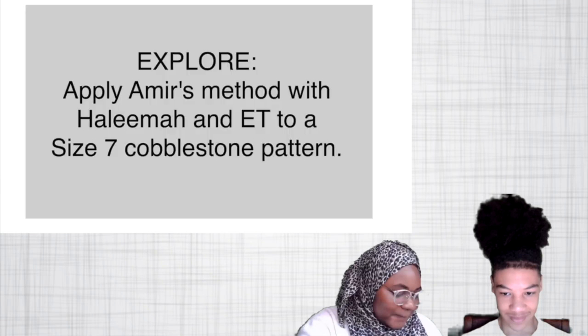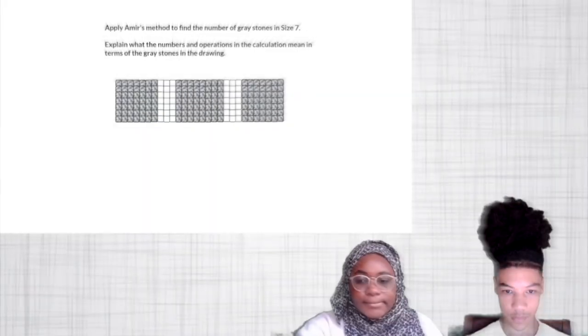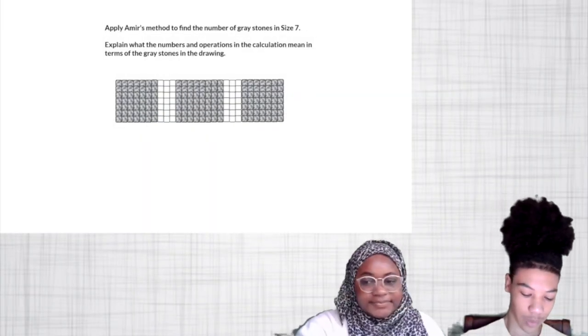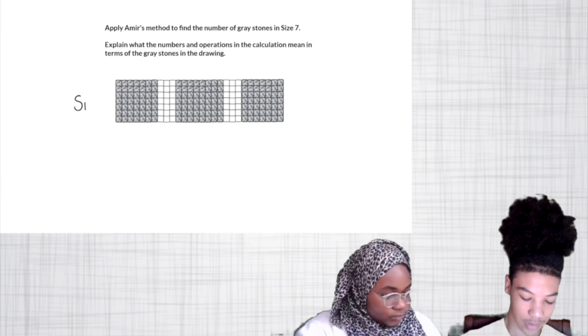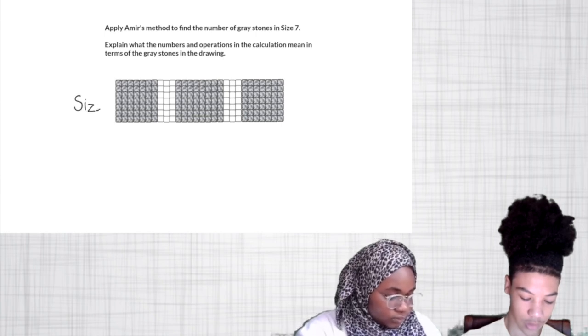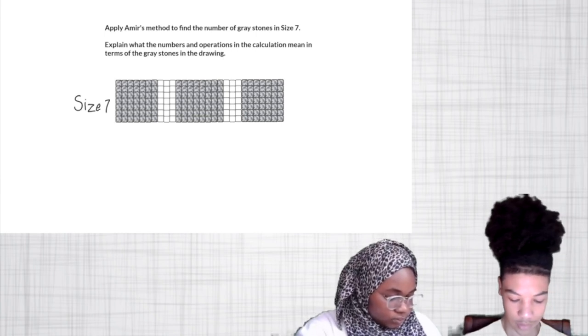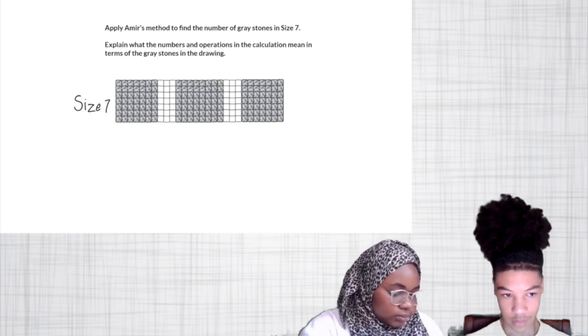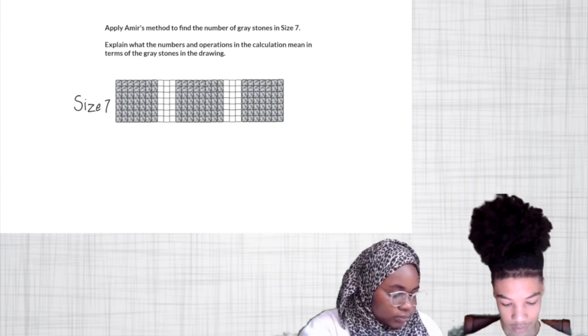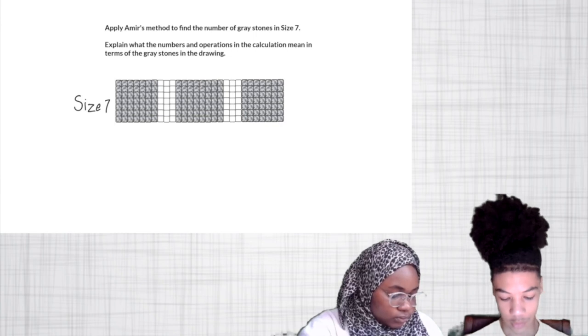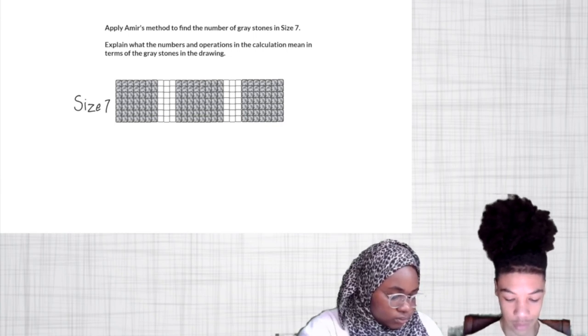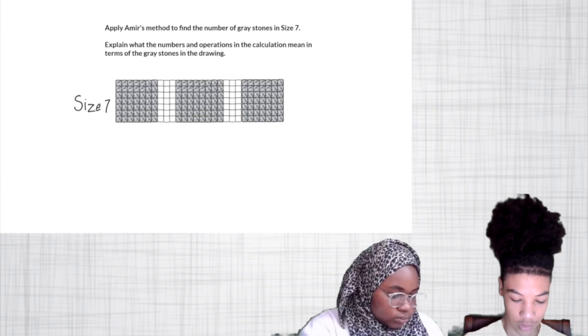Pause the video and apply Amir's method with Halima and ET to a size 7 cobblestone pattern. Well, we can start off by putting the size number, which is 7. And then, since we know that's the size number, that means in the first column there should be 7 tiles.